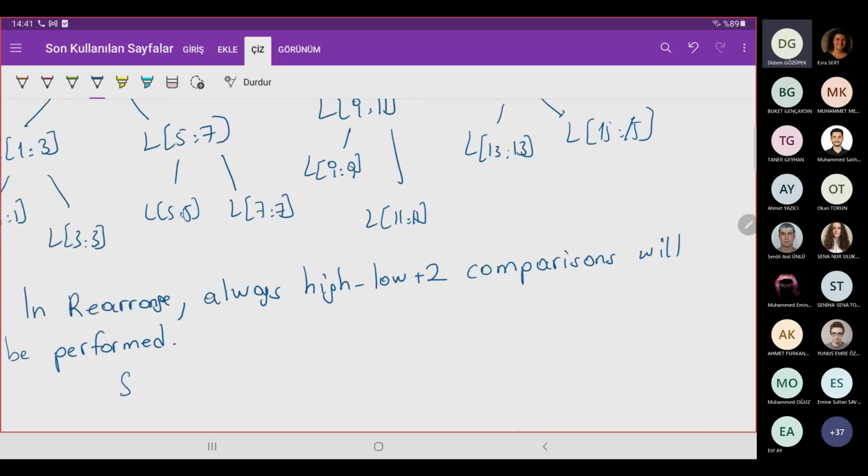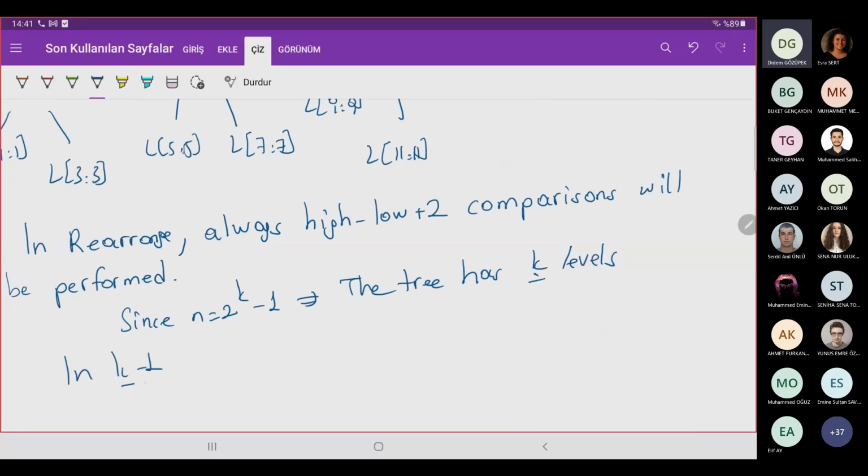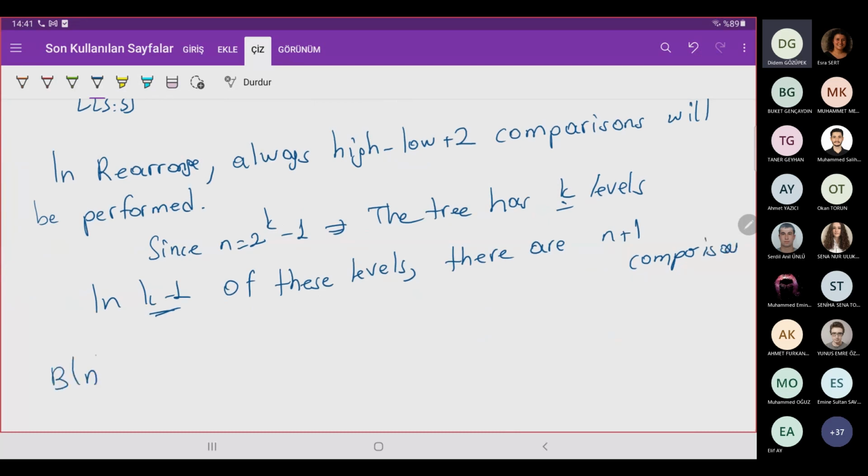So since in this example n is 2 to the power k minus 1, then the tree has k levels. In k minus 1 of these levels, because I don't have any comparison in the leaves part, in the last level, there are n plus 1 comparisons. So Bn is (k minus 1)(n plus 1).